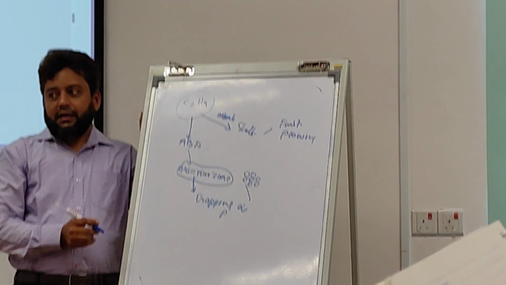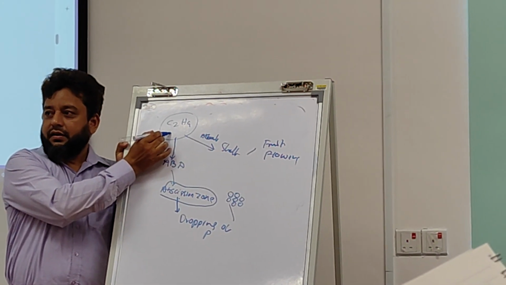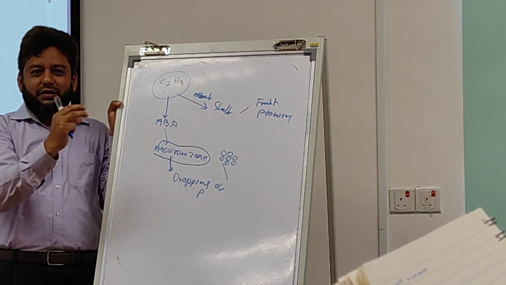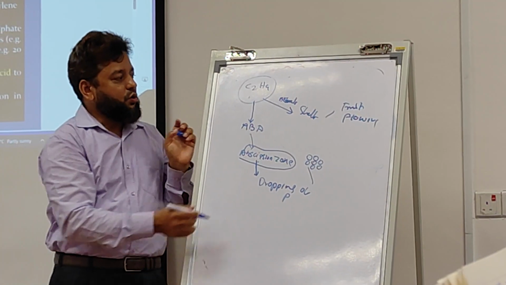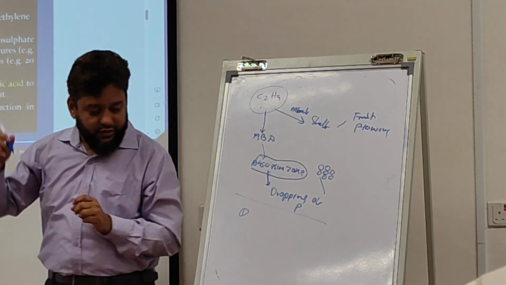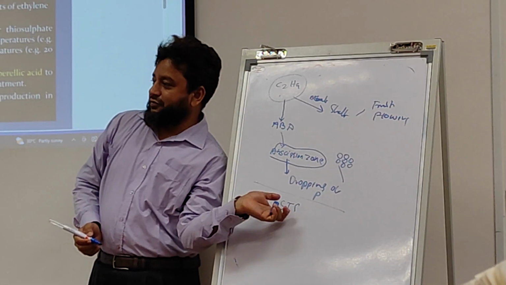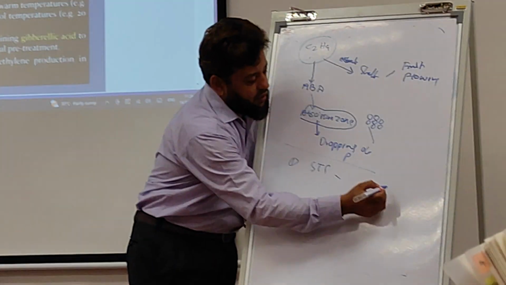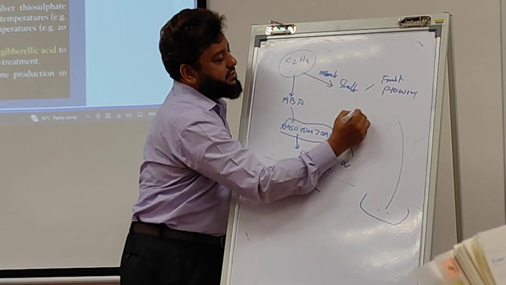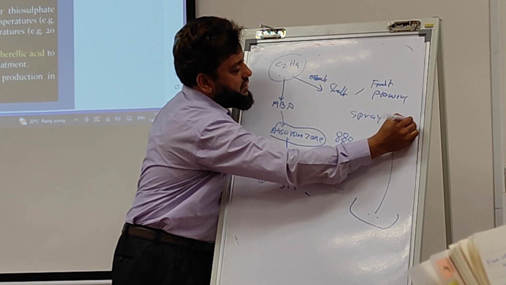Now my question: can we stop this formation of ethylene? We can reduce it, slow it down. But I think that we cannot stop it. So how can we slow down? Number one, maybe we can use STS, silver thiosulfate. With this we can make one solution and then spray it to the petal. So this is the number one.